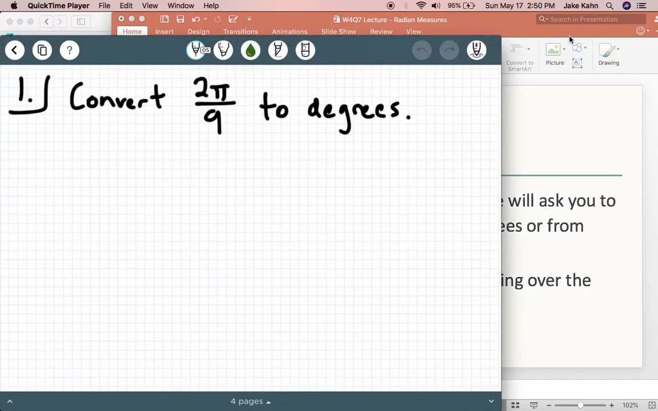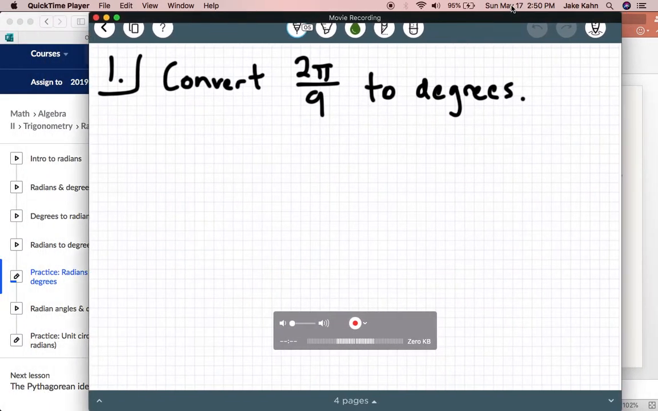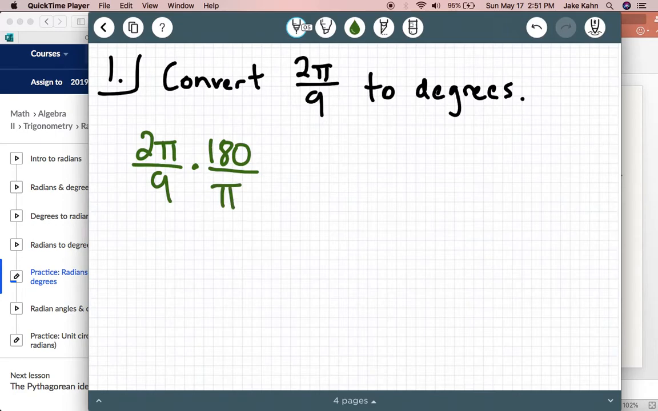Alright, so our first problem, we are asked to convert 2 pi over 9 radians to degrees. So if we return to our notes, we know that we need to multiply this by 180 over pi to change this to degrees. The only thing that you could struggle with in these problems is simplifying the fractions. But honestly, if you're fine with that, this is going to be a very, very easy lesson for you.